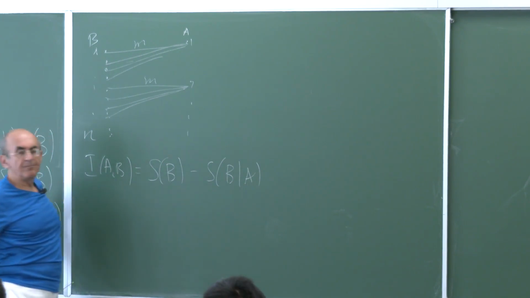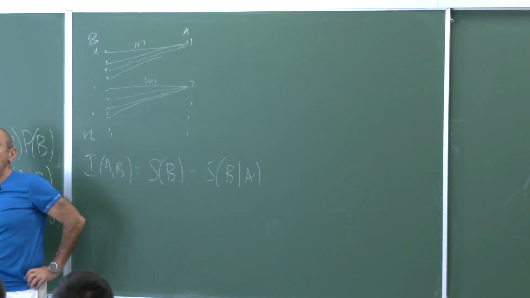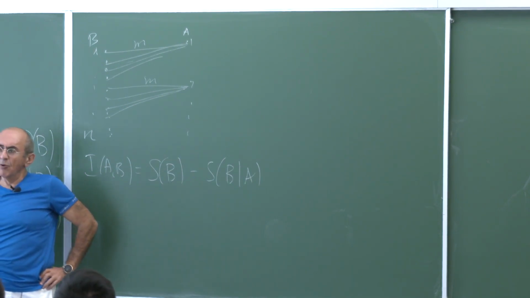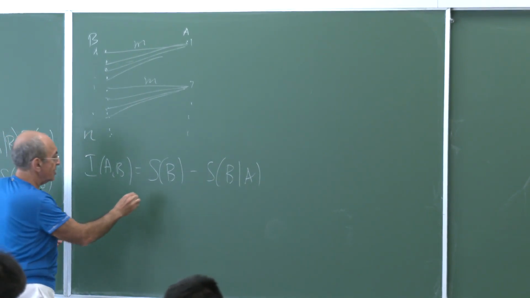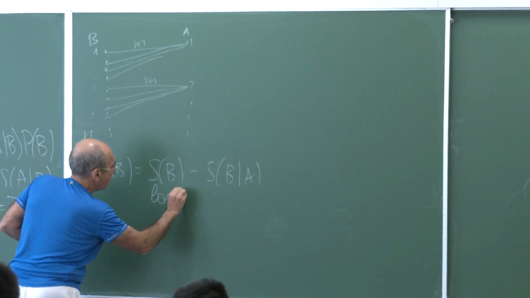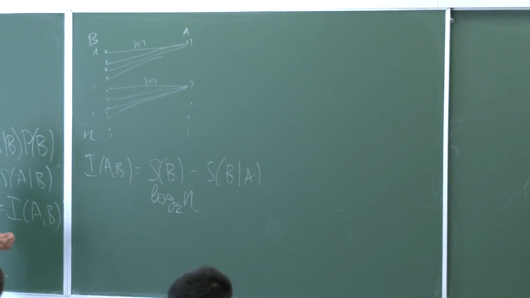What is S of B? We need to take the maximum, right? So we know that the maximum, because of convexity, is a uniform distribution of probability. So this is just log of n, that number of bits. And what is this?